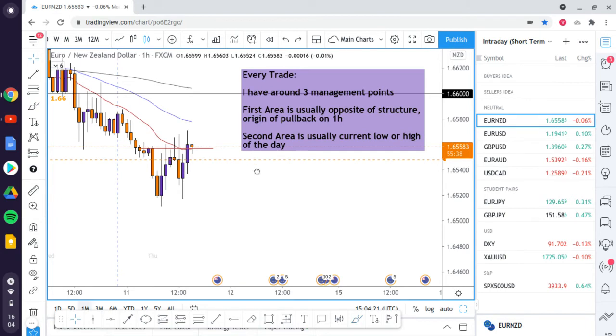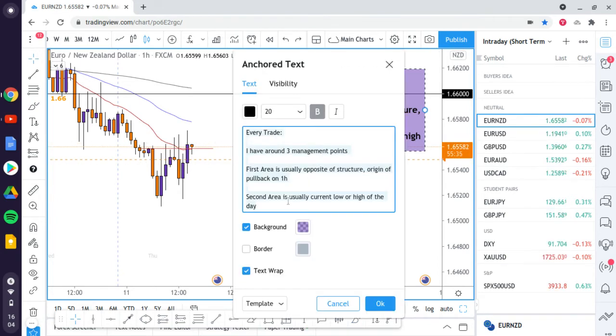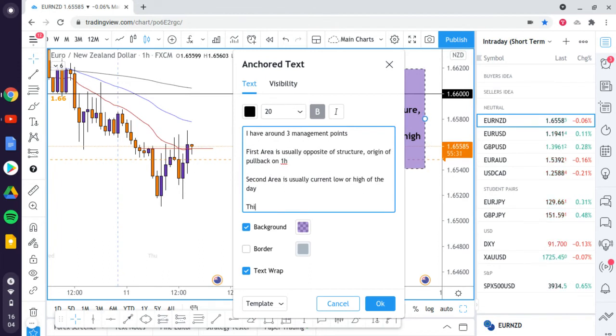So great. And that comes from taking trades that are in strong momentum, etc., that you all know if you're watching this. So the third area is usually 4 hour structure that is to do with the medium term, or the previous day's high and low, depending on the way you're trading.